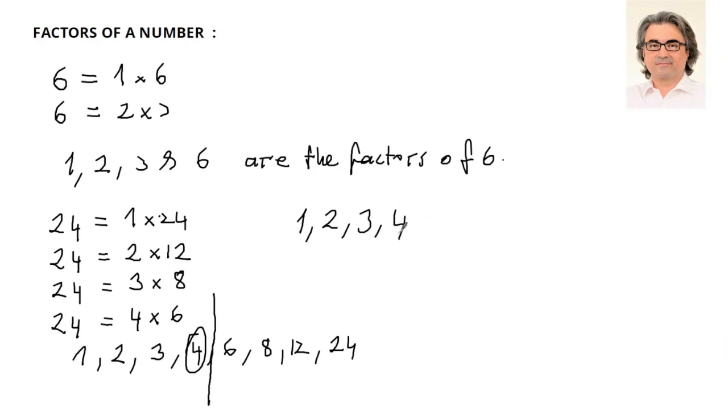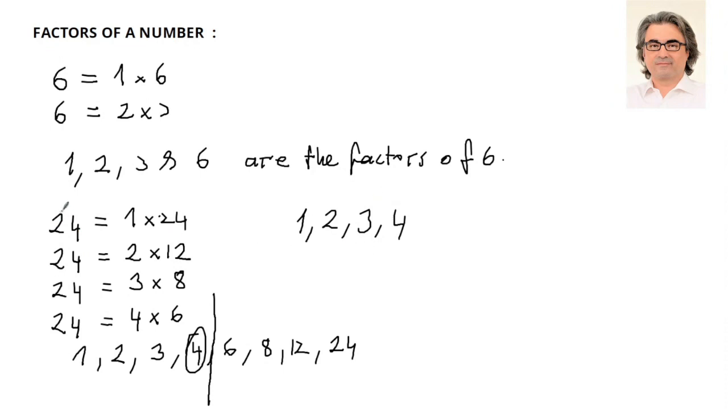Because after 4 comes 5. What is 5 square? 5 square is 25, and 25 is greater than 24. That's why I should stop at 4. 4 square is 16. 16 is less than 24.